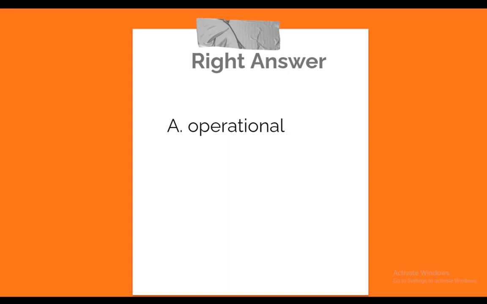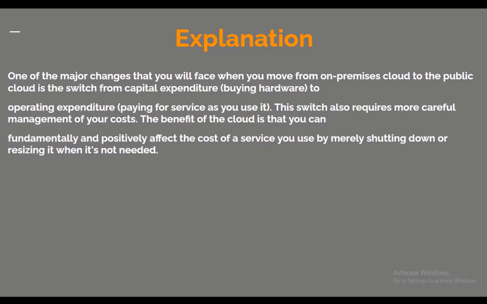Operational. Explanation. One of the major changes that you will face when you move from an on-premises cloud to the public cloud is the switch from capital expenditure, buying hardware, to operating expenditure, paying for services as you use them. This switch also requires more careful management of your costs. The benefit of the cloud is that you can fundamentally and positively affect the cost of a service you use by merely shutting down or resizing it when it's not needed.